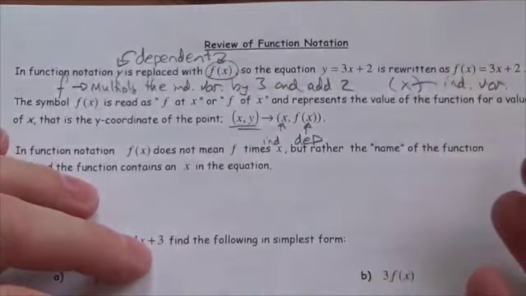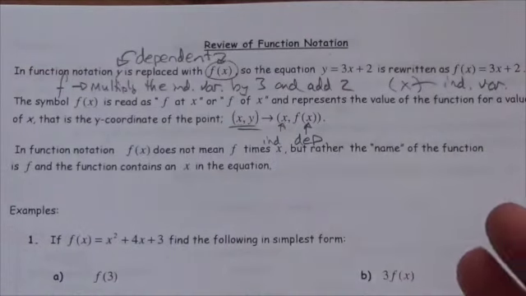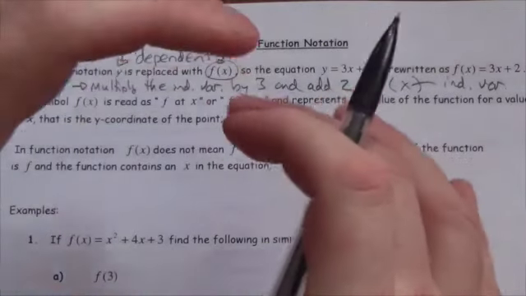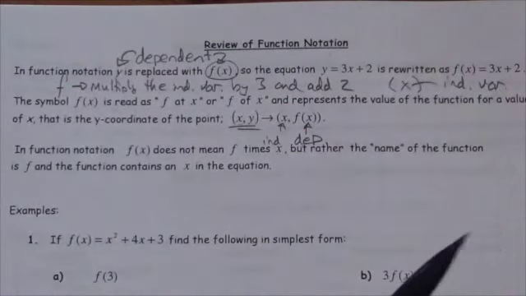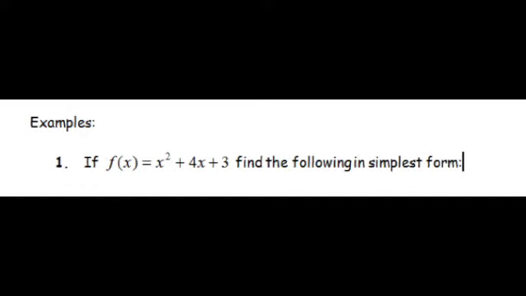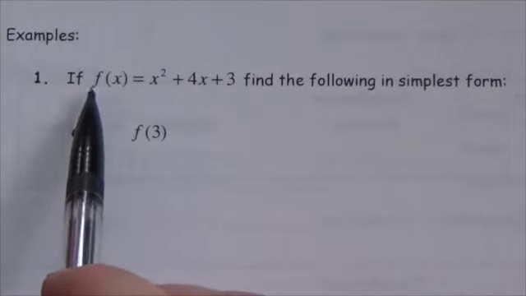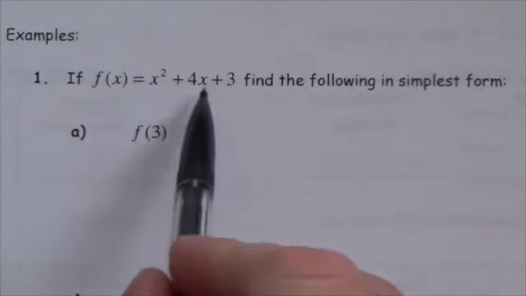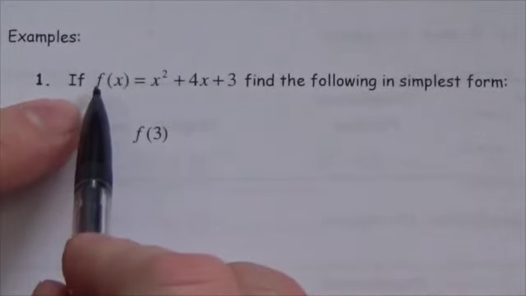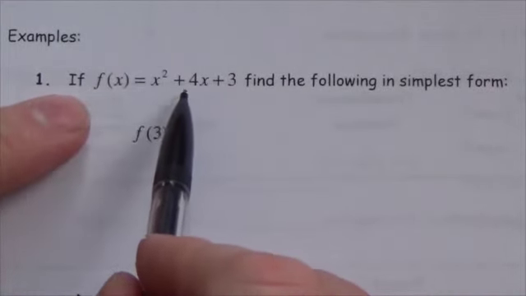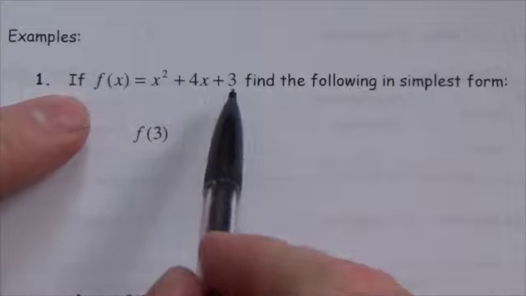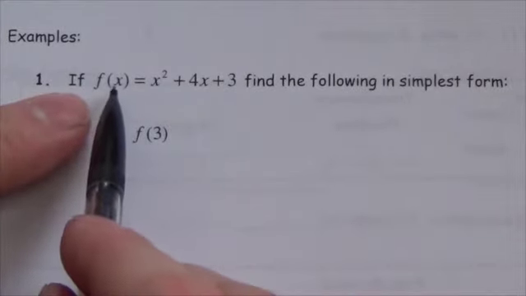That has to be defined before you can do any calculations with it, but it represents the rule, and what's in parentheses represents the independent variable. If f of x is equal to x squared plus 4x plus 3, find the following in simplest form. Notice again that f of x is x squared plus 4x plus 3. So what f says is: square the independent variable, add 4 times the independent variable, add 3. In this case, the independent variable is x.